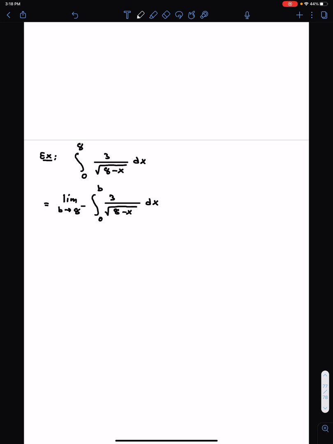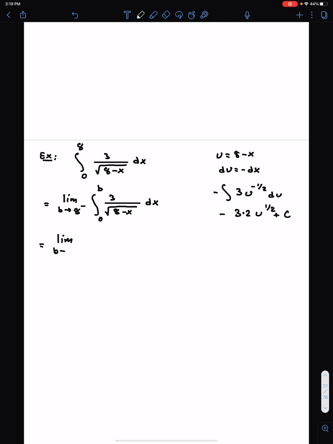To integrate this, I'm going to do a u substitution. U equals 8 minus x, so du is negative dx. So the integral turns into 3, dx is negative du. So negative 3 times 1 over square root of u, so u to the negative 1/2, and du. So if I integrate this, negative 3, I add 1 to the power, divide by the new power, so multiply by 2, plus c.